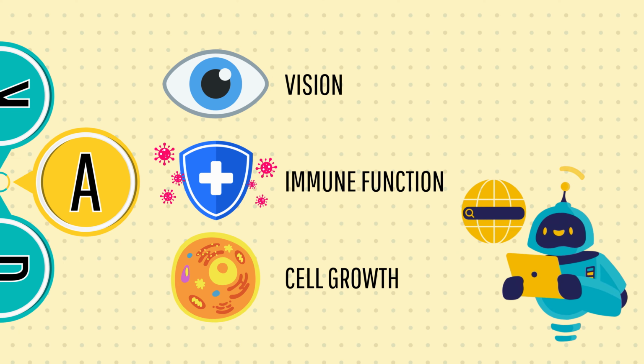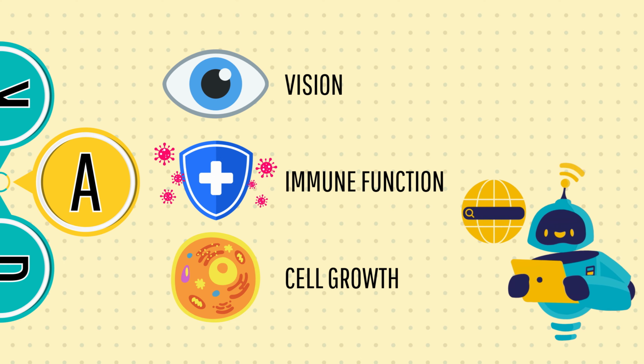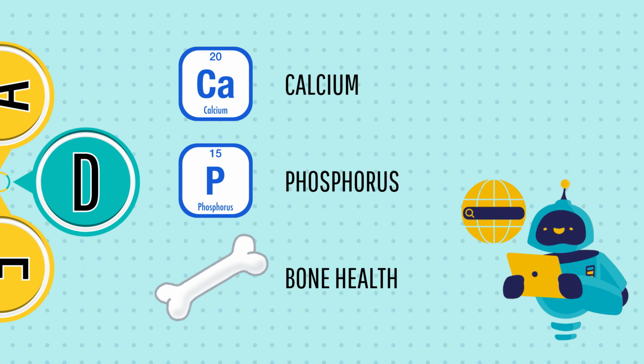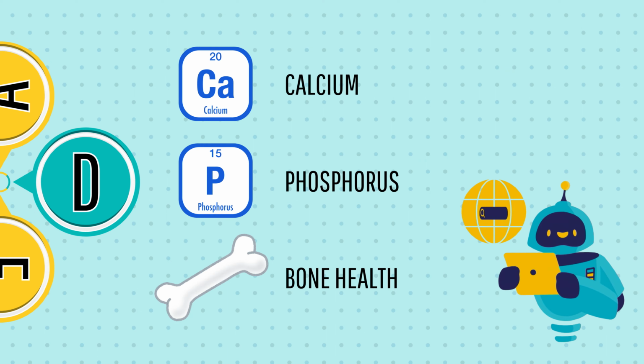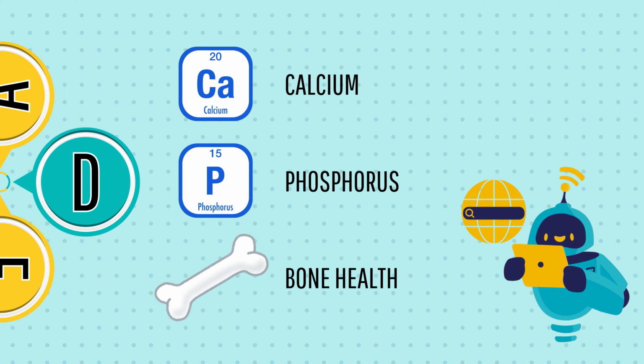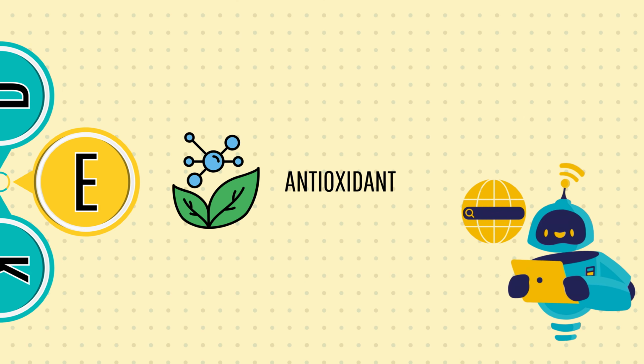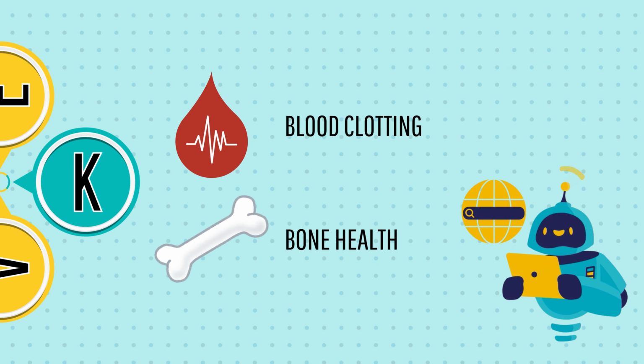Vitamin A is important for vision, immune function, and cell growth. Vitamin D helps regulate calcium and phosphorus levels in the body and is essential for bone health. Vitamin E acts as an antioxidant and protects cells from damage. Vitamin K is essential for blood clotting and bone health.